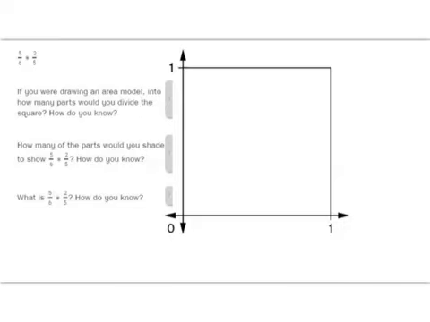Now let's go through a few questions here. We want to do an area model of 5/6 times 2/5. The first question says, if we're going to draw an area model, into how many parts would you divide the square, and how do you know? We're going to use the denominators up here of 6 and 5 to help us figure out how we're going to split up. We're going to do 6 in the first one, so I like to divide in half and then into thirds.